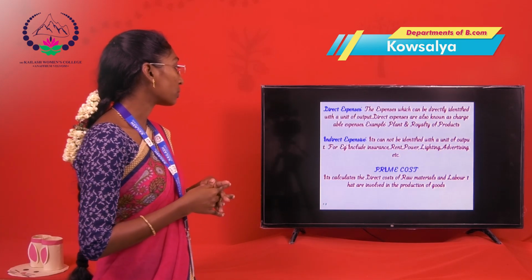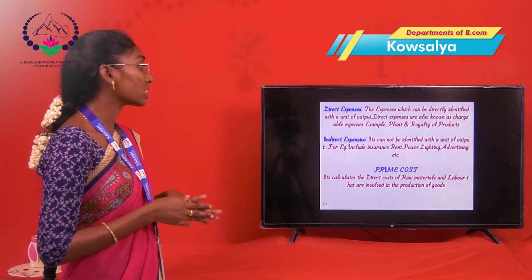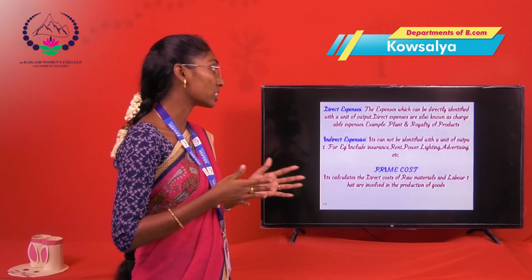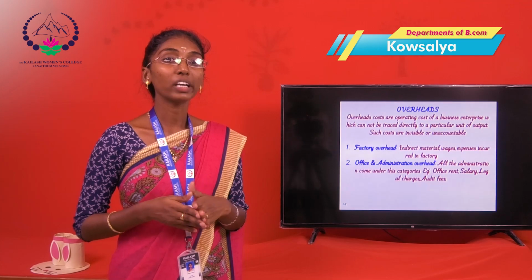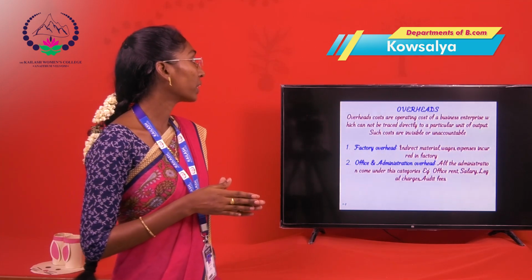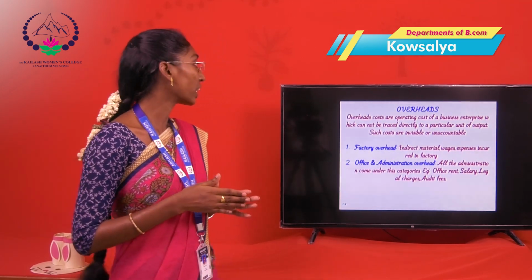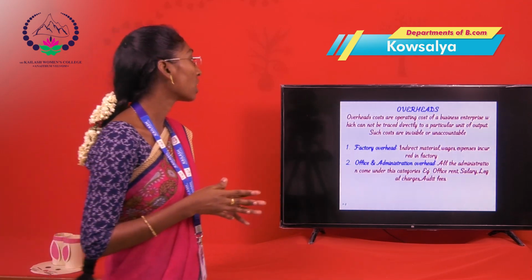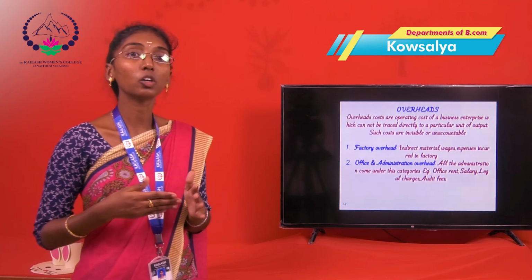Next is the prime cost. Prime cost is calculated as the direct cost of raw material and labor involved in the production of goods and services. Next one is overhead. Overhead cost is an operating cost of a business enterprise which cannot be traced directly to a particular unit of output and services. Such costs are invisible or unaccountable ones.